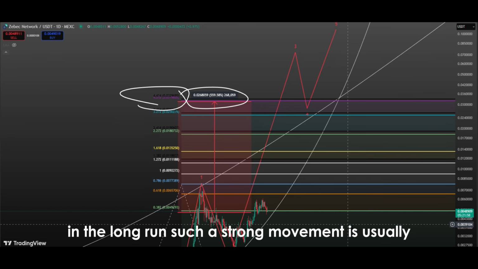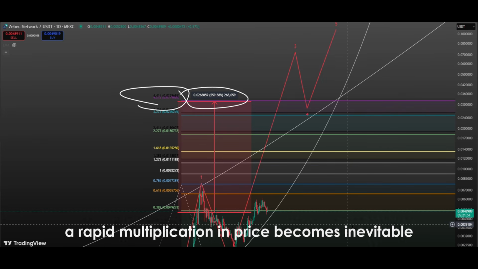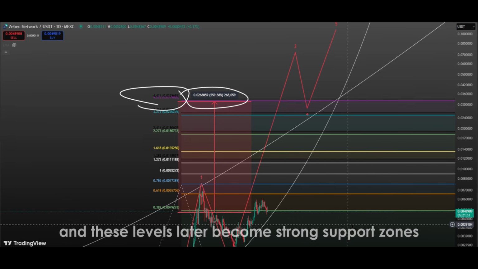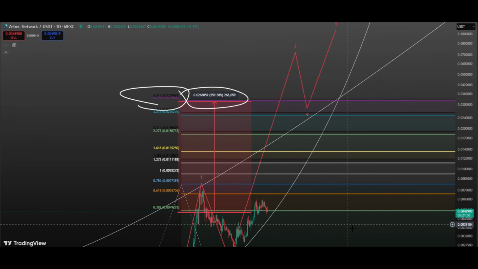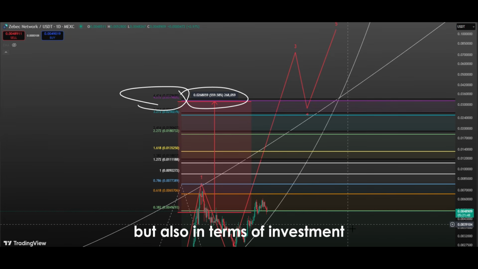Such a strong movement is usually based on multiple factors. A favorable technical structure, supportive fundamental data, and market psychology concentrated in the buying direction are among the main factors. When all these elements combine, a rapid multiplication in price becomes inevitable. A third wave reaching the 4.272 level remains etched in investors' memories as an unforgettable rally, and these levels later become strong support zones. A gain of around 560% is an example of great significance not only from a technical analysis standpoint, but also in terms of investment psychology and market strategies.